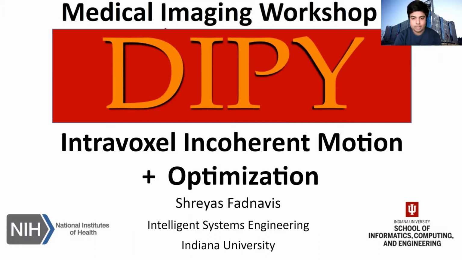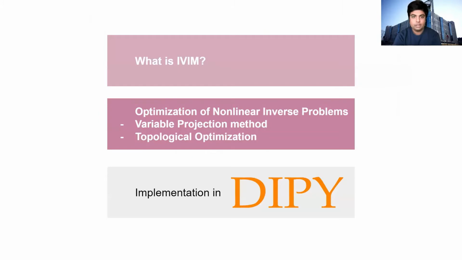In this part, I will be covering Intravoxel Incoherent Motion and optimization involved in solving these nonlinear inverse problems. What I'll be specifically covering is what is IVIM. In the optimization part, I'll be covering the variable projection method and topological optimization, along with the method that we are proposing. And in the last part, I'll talk about its implementation in DIPY.